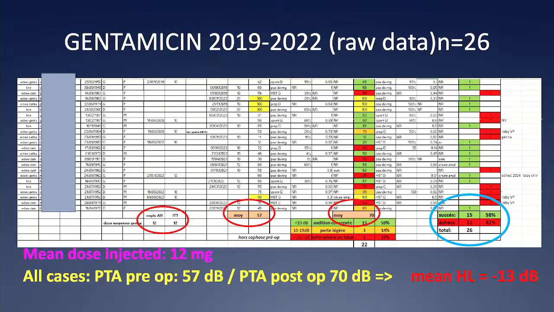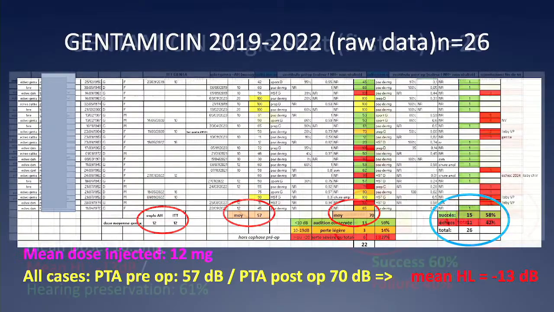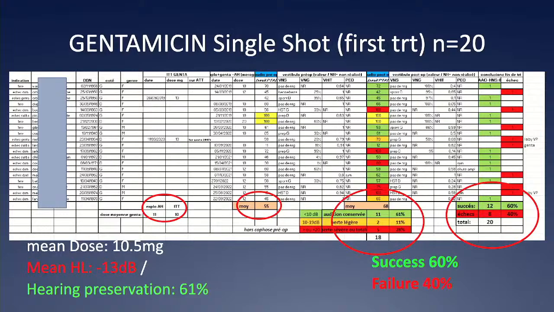So I decide to inject no more than 10 or 2 milligram in one shot, and I follow what is working. And with that dosage, I record 13 dB of hearing loss, mean average hearing loss. And if we go to the middle ear exploration in one shot, only one shot, 10 milligram, success 60, failures 40, hearing loss 13.